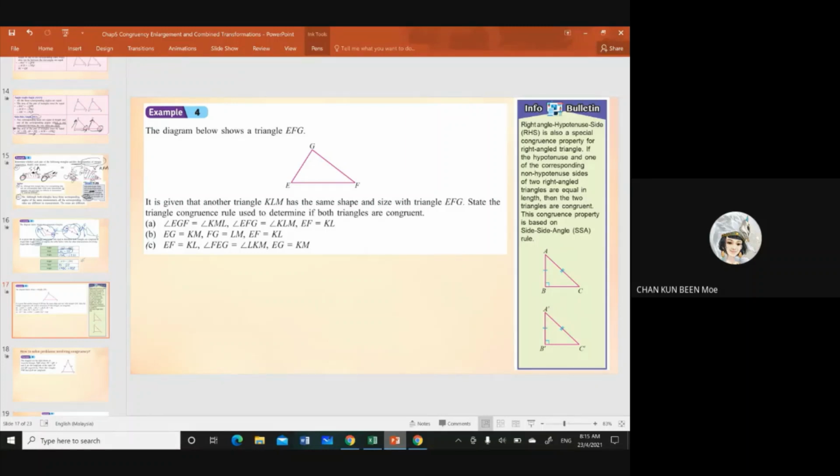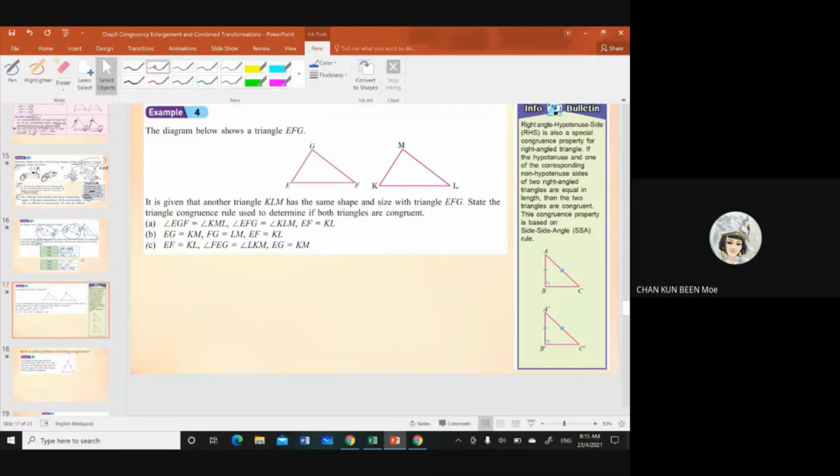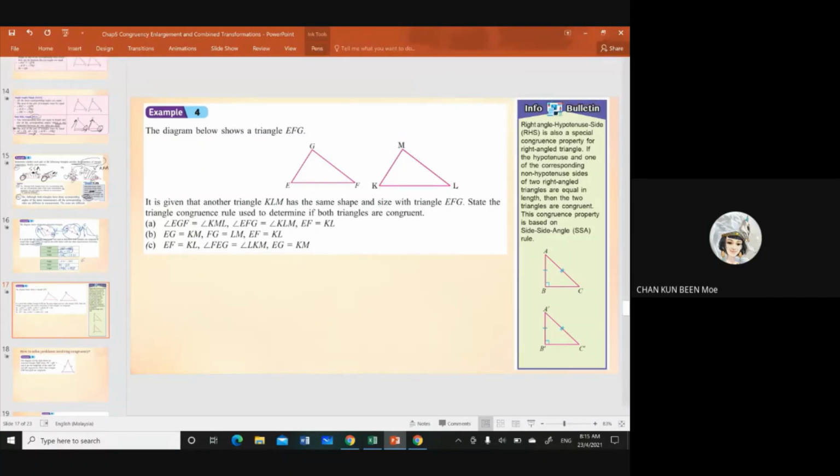So it is given that another triangle KLM has the same shape and size. So that's why I have this diagram just now. So I redraw. KLM has the same shape and size as triangle EFG, the first one. State the triangle congruence rule used to determine if both triangles are congruent. So the triangle congruence rule is the one that you learned earlier, that is the SSS, SSA, and so on. So you have to determine which one it is.